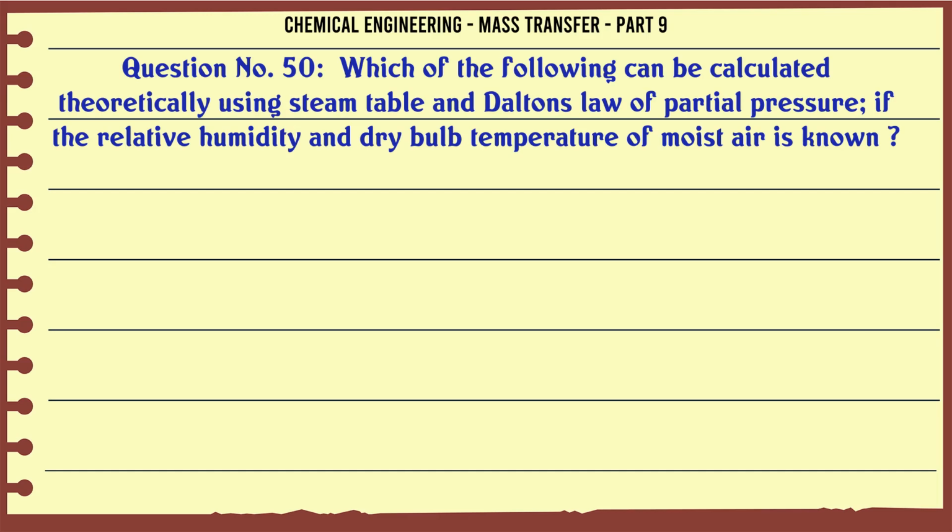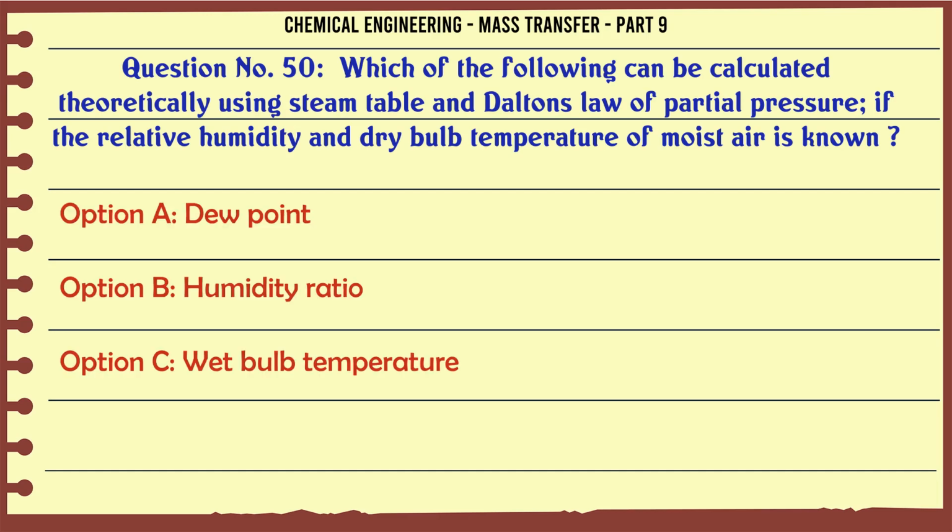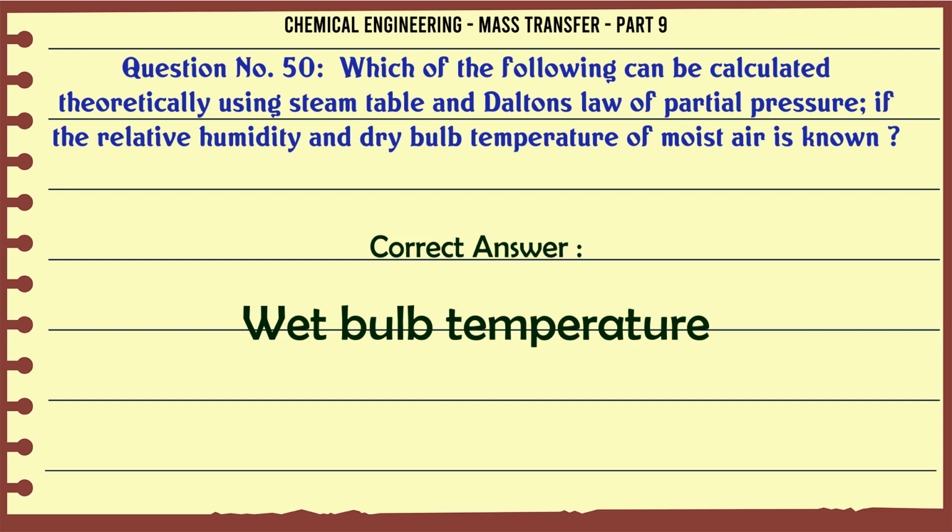Which of the following can be calculated theoretically using steam table and Dalton's law of partial pressure if the relative humidity and dry bulb temperature of moist air is known? A. Dew point. B. Humidity ratio. C. Wet bulb temperature. D. None of these. The correct answer is wet bulb temperature.